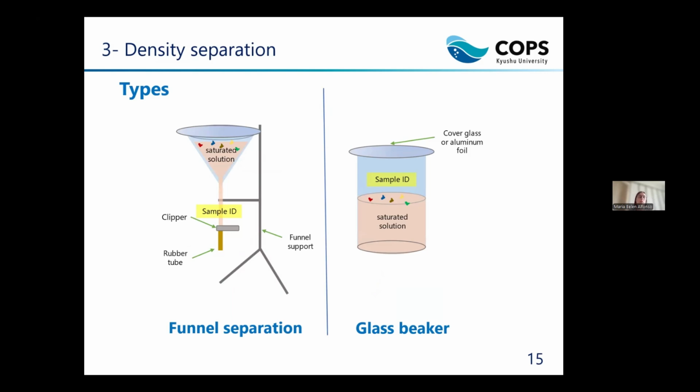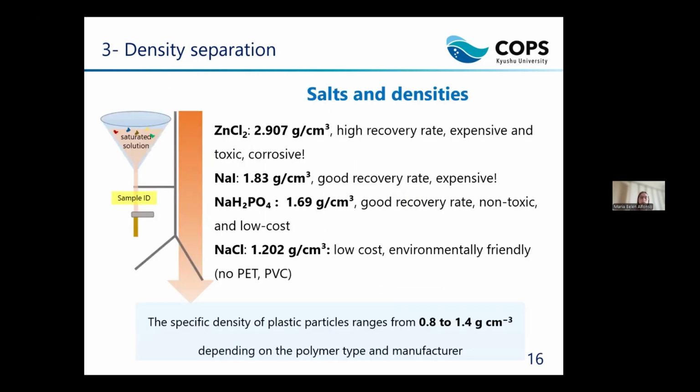So for the density separation, we have two types of equipment, or there are more types, but these are the most commonly used. You can use a funnel for separation or a glass beaker. A glass beaker maybe is easier if you're at a beginner step, and using a funnel for separation with the funnel support, a clipper, and a rubber tube to close the end of the sample is better. In this device, you will pour the sample with the saturated solution.